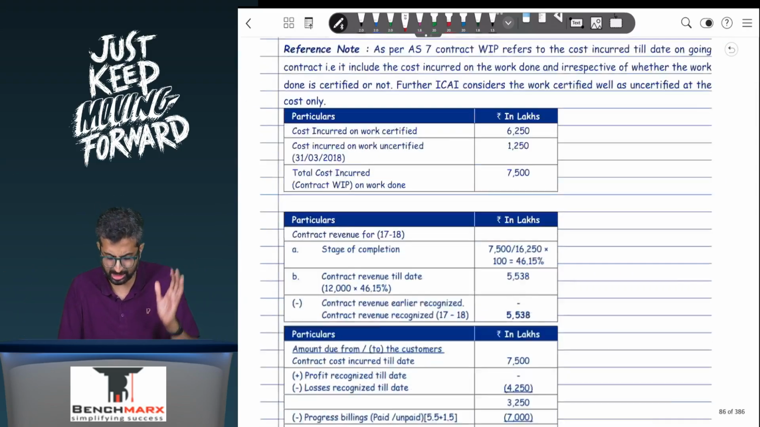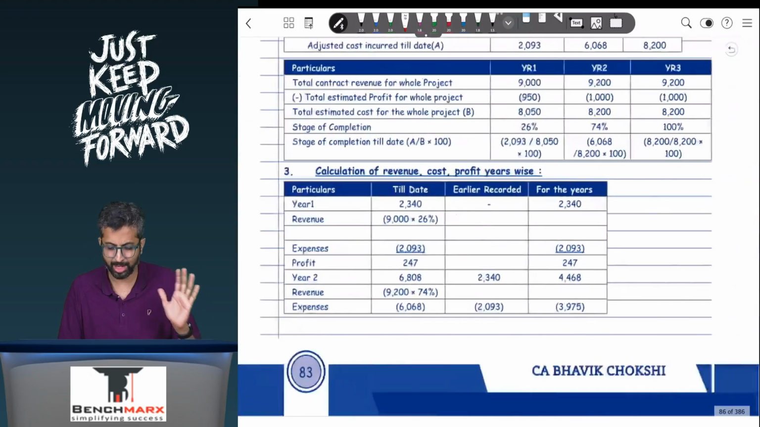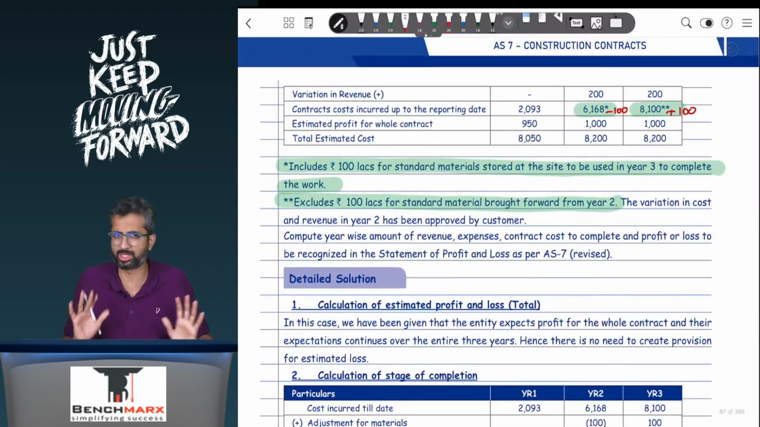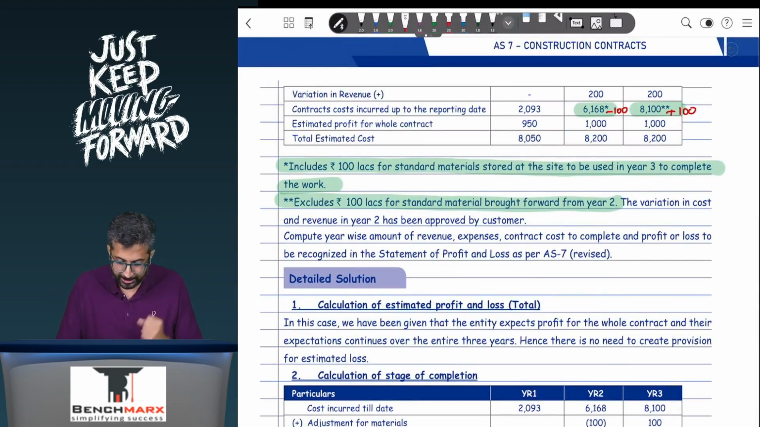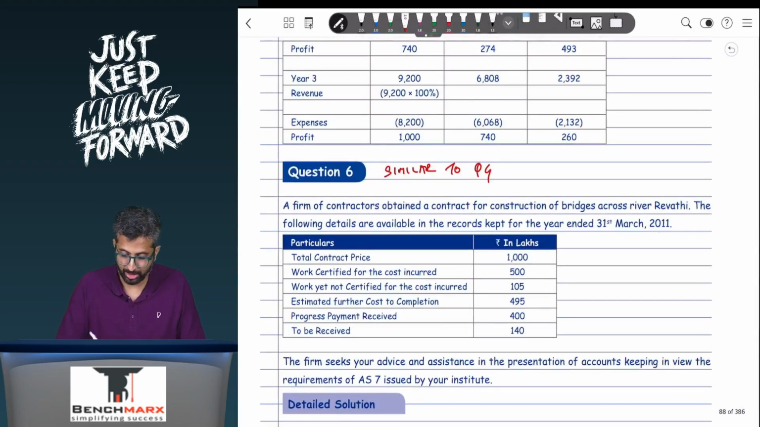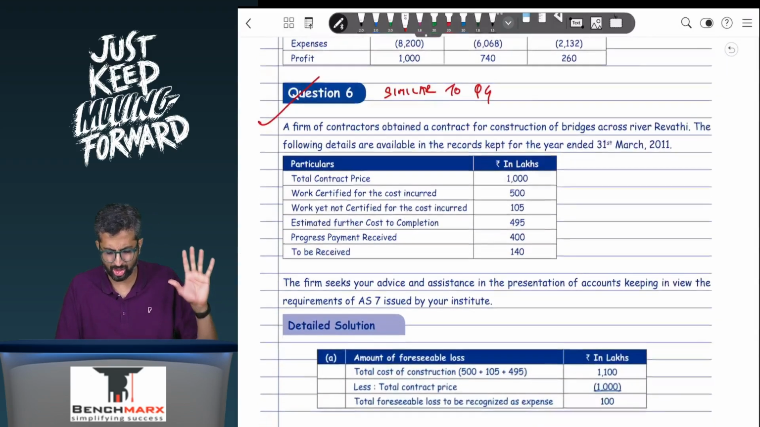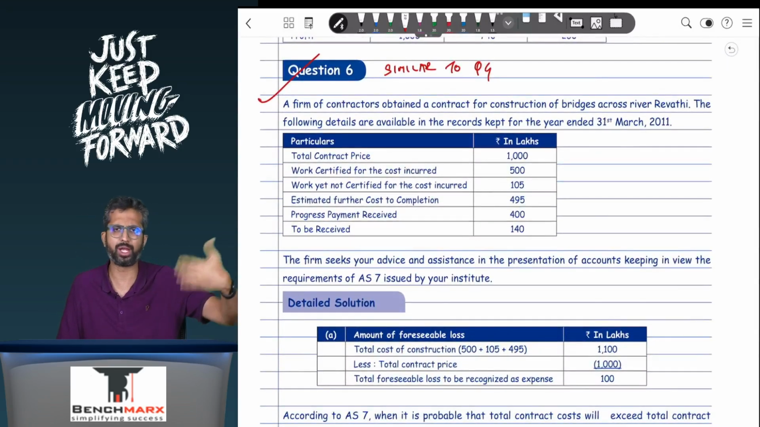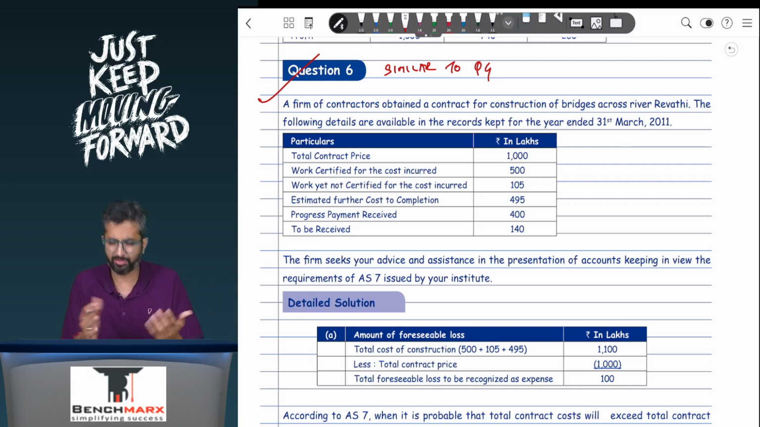You can practice this, you can pause and practice question number 5, and if you get this correct, most of your AS7 complex questions you should be able to address. Same is the case with question number 6. This is similar to question 4. You can just pause and try this question 6. You will see exactly the same data, where you have to find, using this work certified, uncertified data, the profit or loss to be recorded, revenue to be recorded, etc. Try to pause and solve. You should be getting question 6 correct as well.